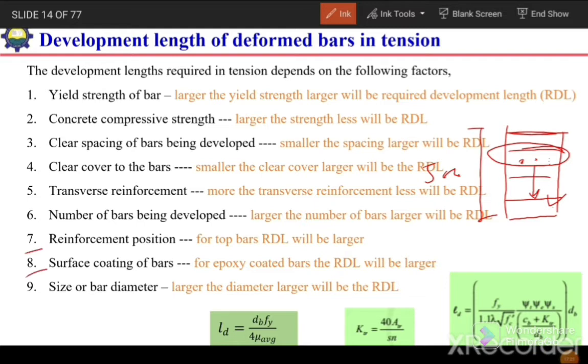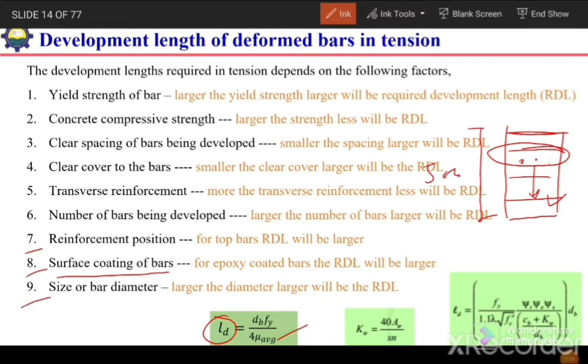Okay, eighth point is surface coating of the bar. When the bar is coated with epoxy, two components of the bond adhesion, chemical adhesion as well as the surface friction, will be reduced. When these are reduced, the bond strength of the bar will reduce. As a result, the required development length will increase.